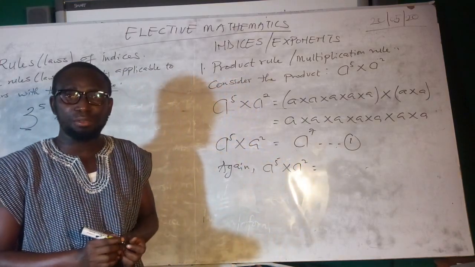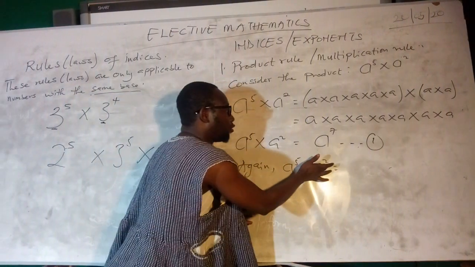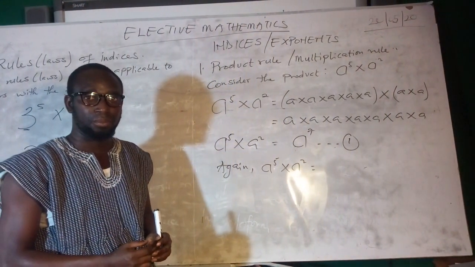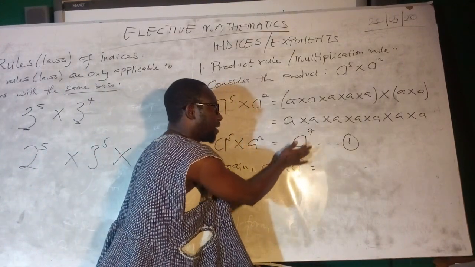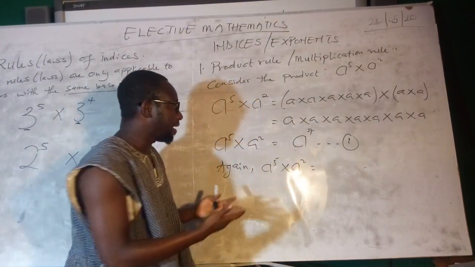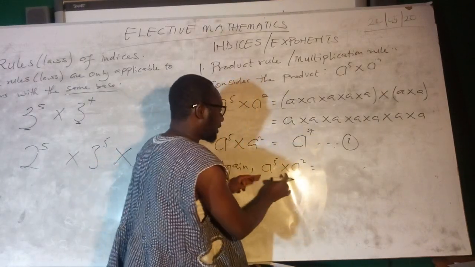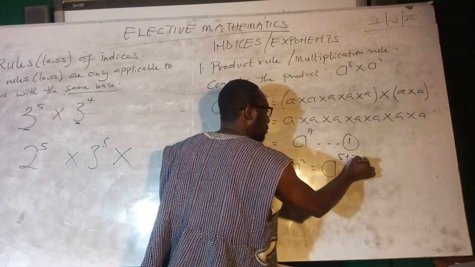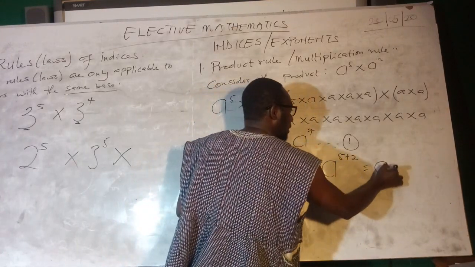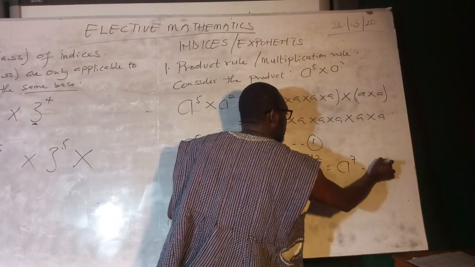Now we ask ourselves which of the operations will act on 5 and 2 to give us 7. That is, when we have 5 minus 2, we get 3. 5 times 2, we get 10. But then we know that 5 plus 2 will give us 7. So this is written as a, then we write the 5, then we add 2 to it. So we get a exponent 7 as we have here. Let's call this equation 2.